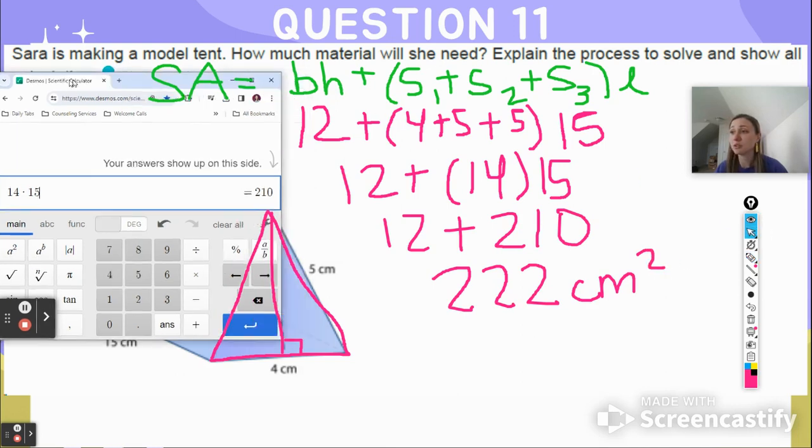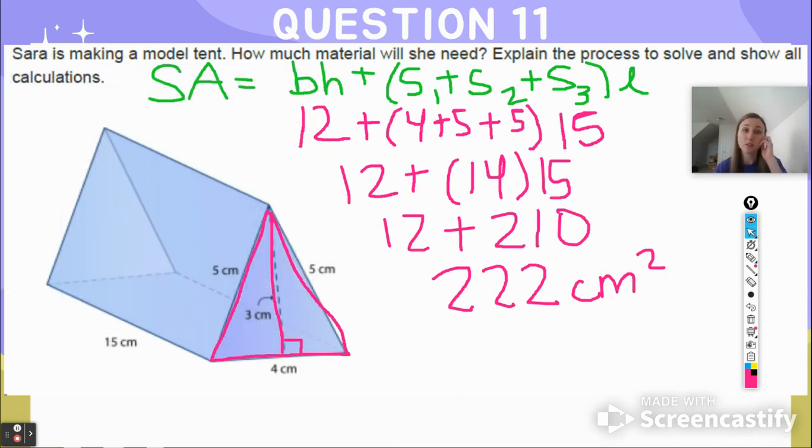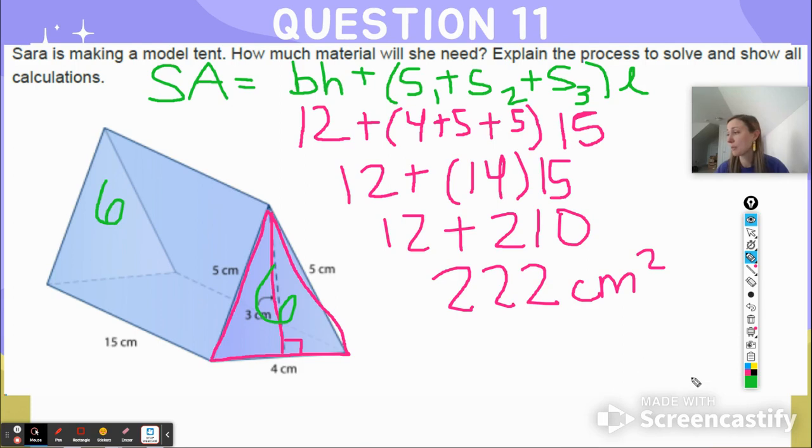Something else that you can do is you can find the area of each of the sides or each of the faces. So the area of the triangle would be found by doing base times height divided by 2. So 3 times 4 is 12. 12 divided by 2 is 6. So each of the triangles have an area of 6.